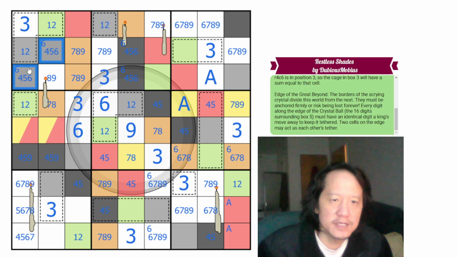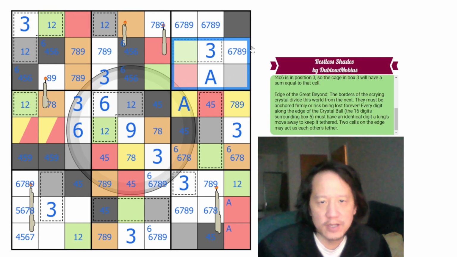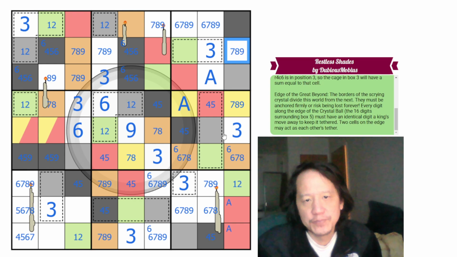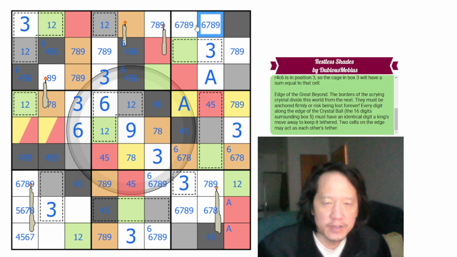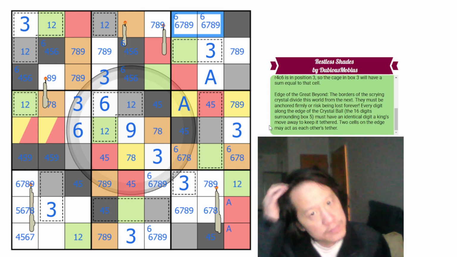Well, the 6 is also in row 2 or row 3 in box 1. It's also in row 2 and row 3 in box 2. Therefore, it cannot be in the rest of row 2 and row 3. So for box 3, this can't be 6 then. Box 3, the 6 has to be one of these two cells.